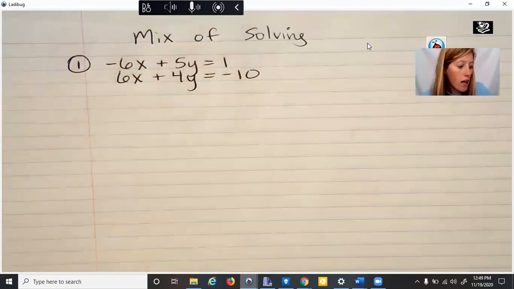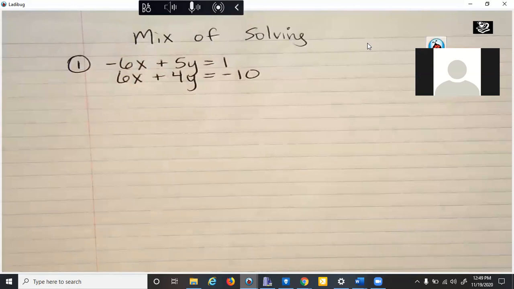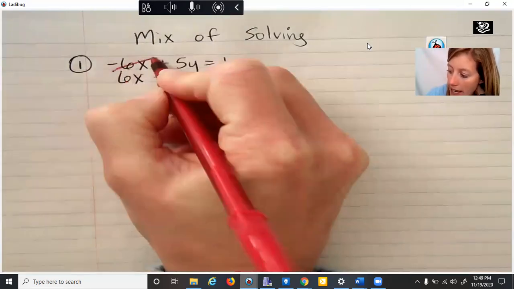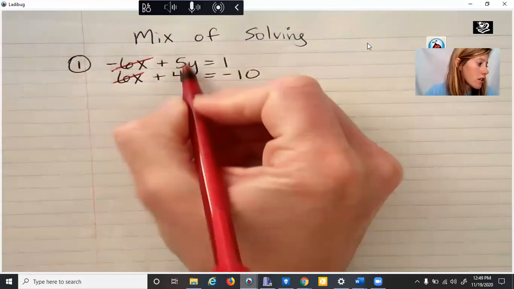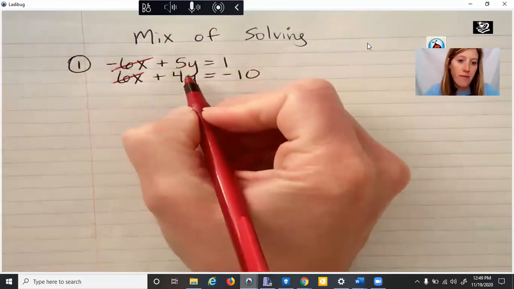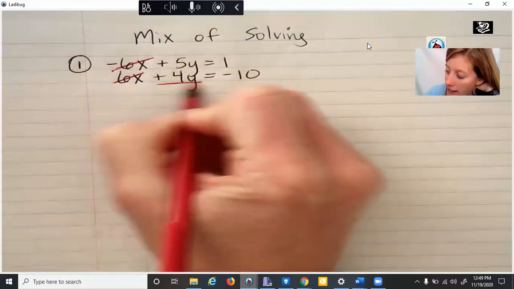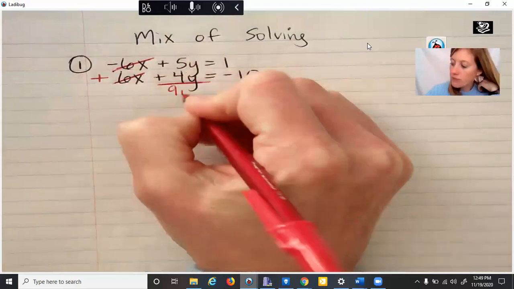Okay. Chase, is there anything that will go ahead and cancel out on this one? The 6's. Very good, because one is negative and one is positive, so they'll cancel each other out. Will, what are you doing with these two numbers? Combine them. Yep, by adding. So 5 plus 4 is 9y.